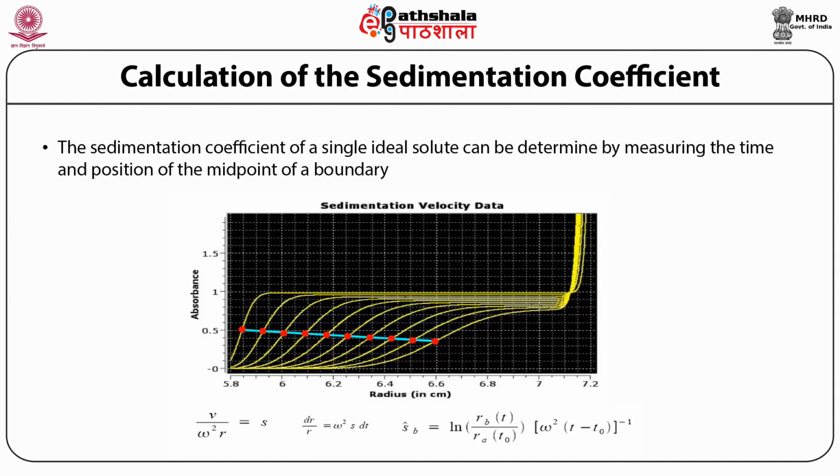You can see here a typical example of the calculation of the sedimentation coefficient, in which the radius is plotted versus the absorbance. The sedimentation coefficient of a single ideal solute can be determined by measuring the time and position of the midpoint of the boundary using this equation.